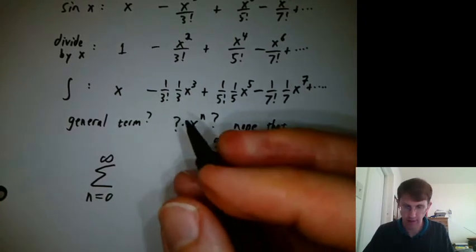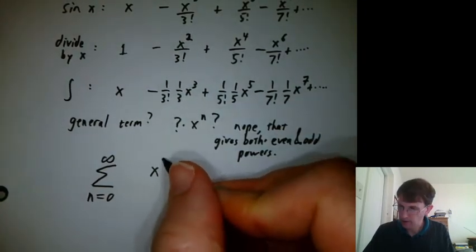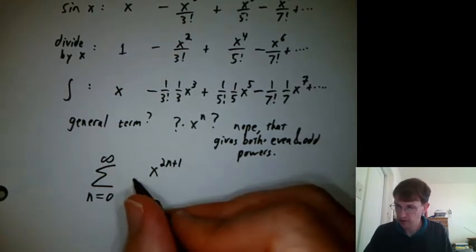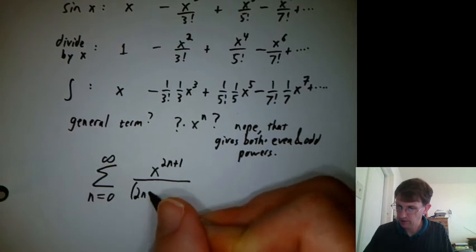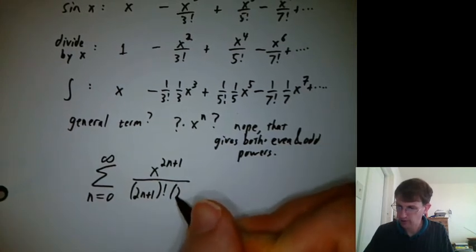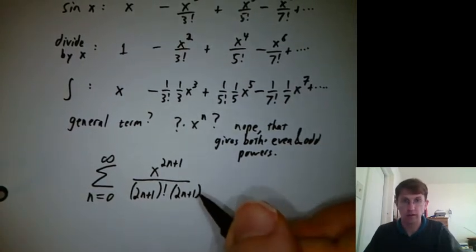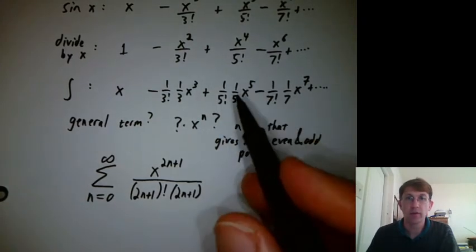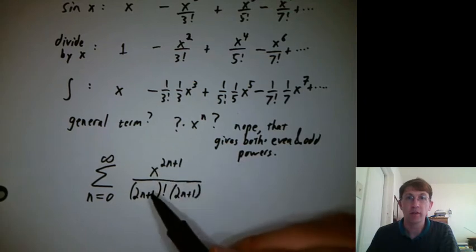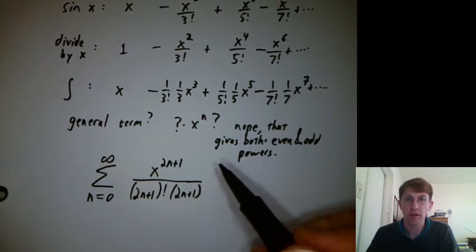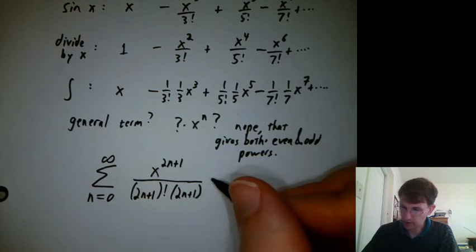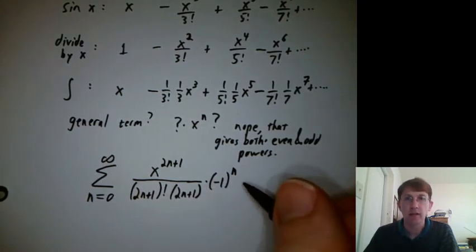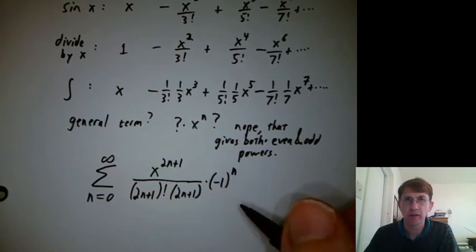I mean, we kind of say that anyway, right? How about x to the 2n plus 1? That's going to give us odd powers, divided by 2n plus 1 factorial, times 2n plus 1. So this way, like if we have 5 for 2n plus 1, we'll have x to the 5 over 5 factorial times 5. That's looking good. And then we need the alternating signs, so we'll throw a -1 to the n there. And then we'll think about whether that gives us the right signs or not.